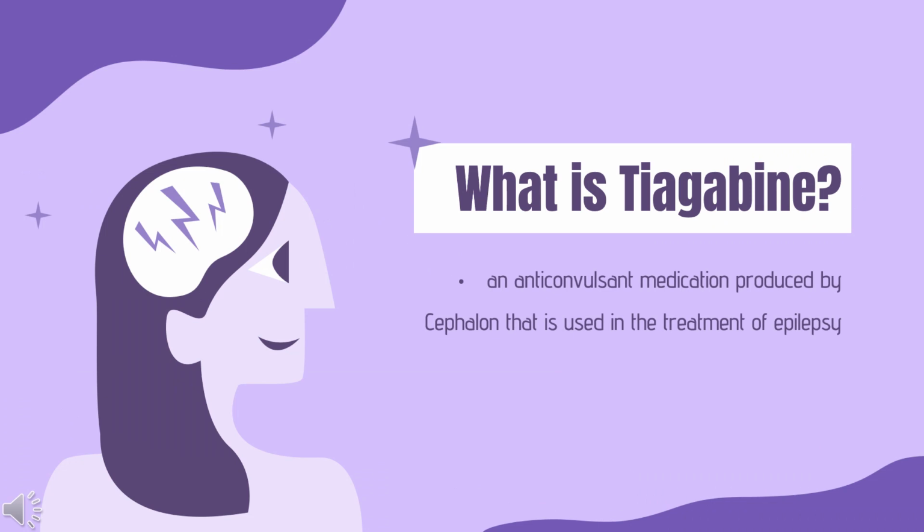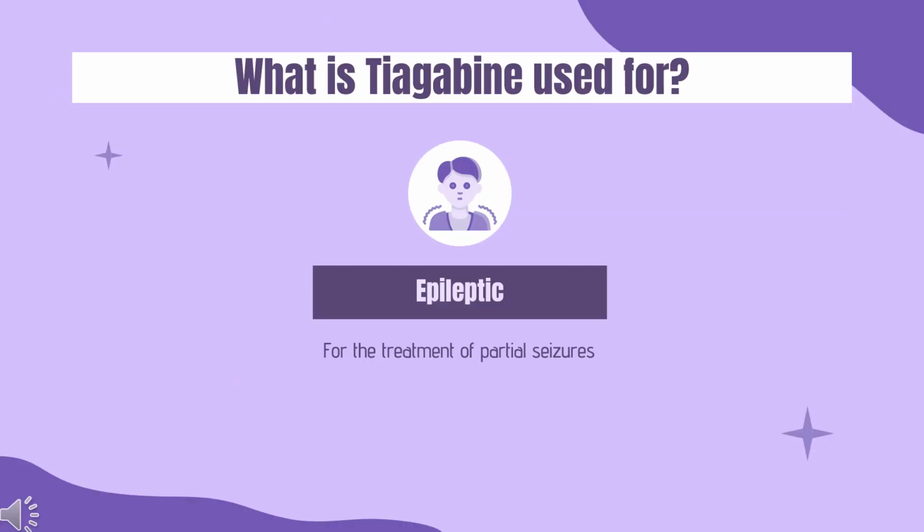What is Tiagabine? Tiagabine is an anticonvulsant medication produced by Cephalon that is used in the treatment of epilepsy. The drug is also used off-label in the treatment of anxiety disorders and panic disorder. What is Tiagabine used for? For the treatment of partial seizures.